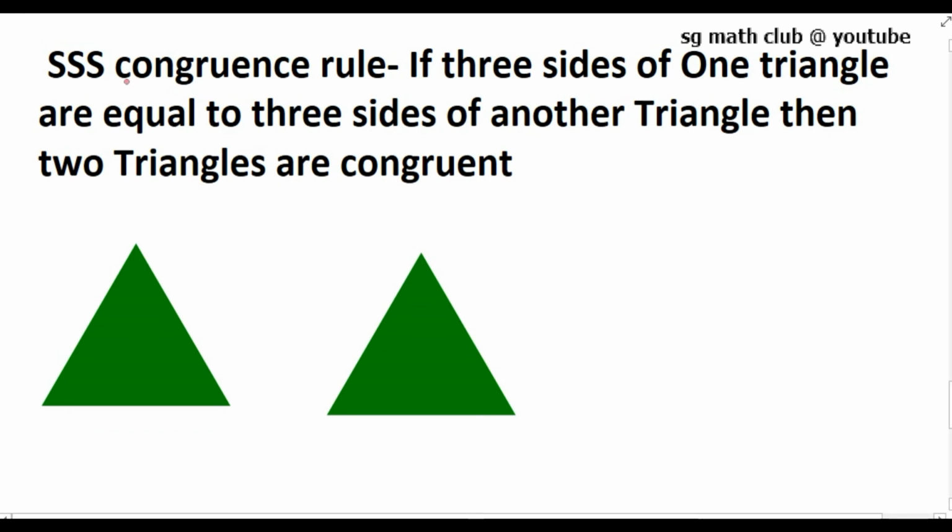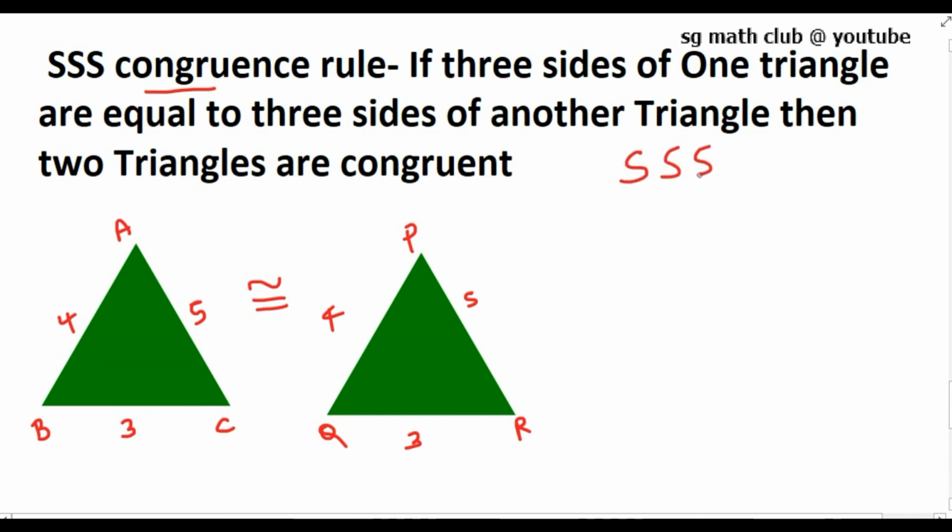Now next is SSS congruence rule. If three sides of one triangle are equal to three sides of the other triangle, then the two triangles are said to be congruent. So again we can take the example 4 centimeter, 5 centimeter, 3 centimeter, and if the corresponding sides of the other triangle is also equal, then we can say that these two triangles are congruent. So that is SSS congruence rule.